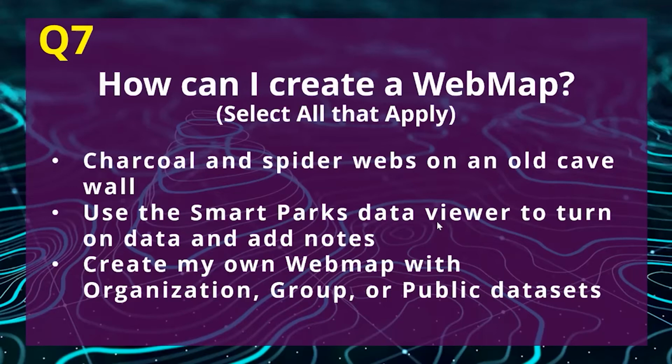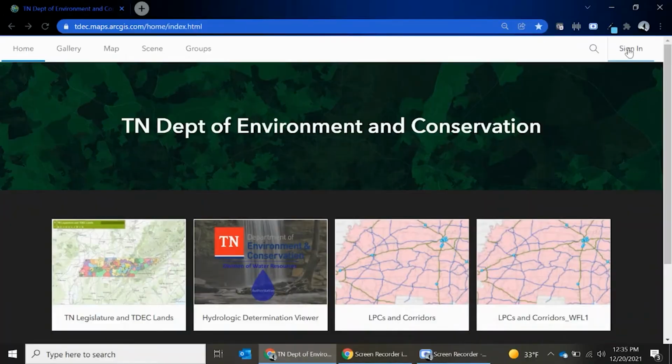But what we can do is use the Smart Parks Data Viewer from the hub page. There we have access to all new data sets that haven't been there previously because we didn't have an ArcGIS license. Or you can go to ArcGIS Online, which we were just showing, and create your own web map. There you can use public data sets or the group and organization data sets that we have uploaded to our web account on ArcGIS Online. And I'll show you a bit about how to do both of those.